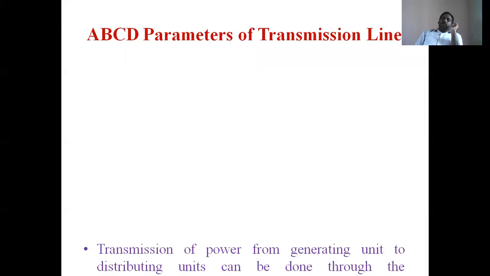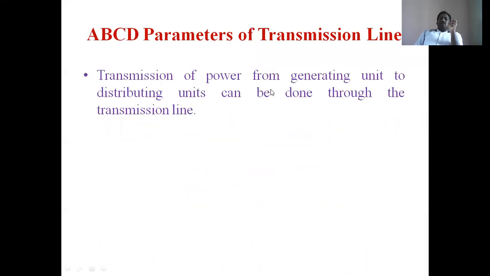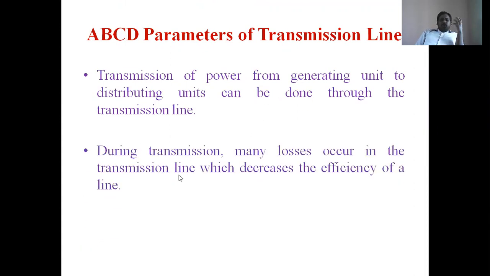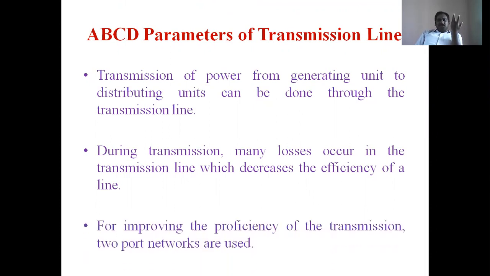These ABCD parameters are also called transmission line parameters. Why are they called transmission line parameters? Because these parameters are used to analyze the performance of transmission lines. Transmission of power from generating units to distributing units is done through the transmission line. During transmission, many losses occur in the transmission line, which decrease the efficiency of the line.